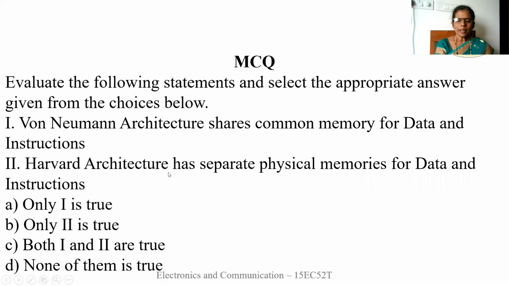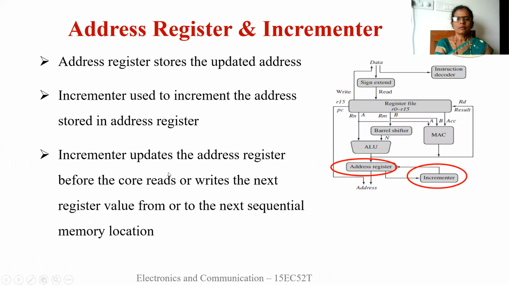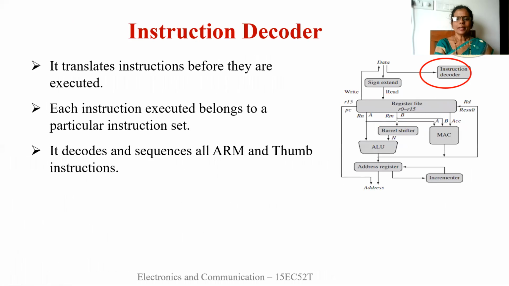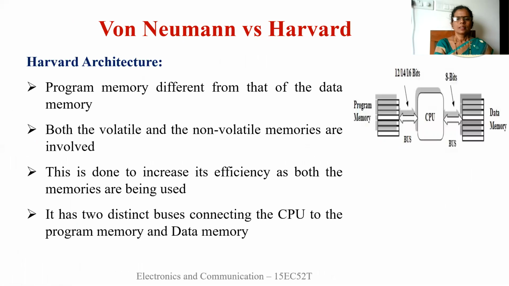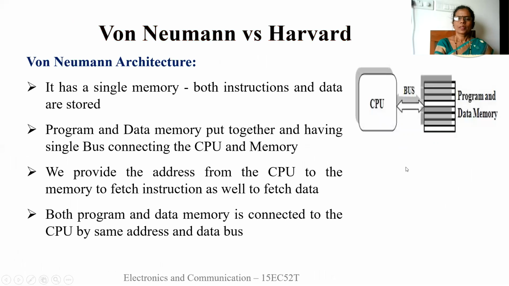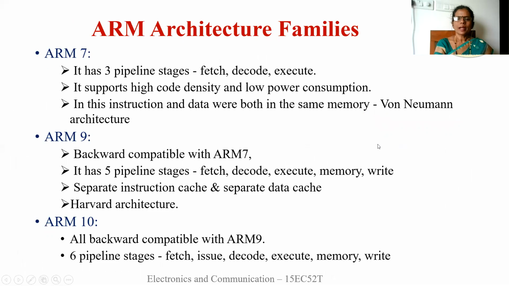If you look at the diagram of Von Neumann and Harvard once again, let us go back. See here, in Harvard you have separate program memory and separate data memory. In Von Neumann architecture, there is a single memory. Now you can answer the question.